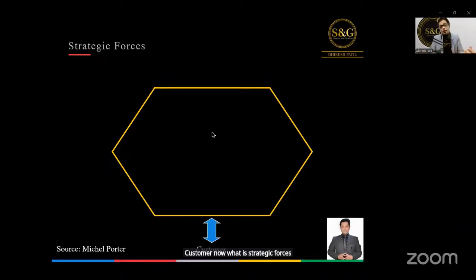Now what is a strategic force? The force which can change the strategy of the organization is called a strategic force. Yes, that is called strategic forces.